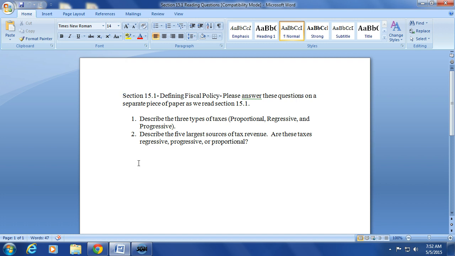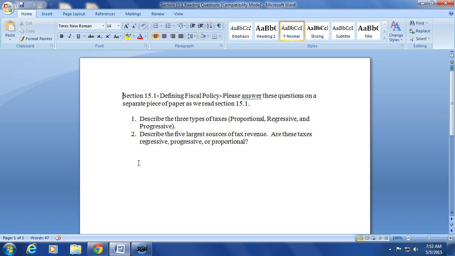So let's start off by talking about proportional taxes. These are also called flat rate taxes. And with a proportional tax, basically what happens is no matter what your income, you are going to be taxed the same percentage. Okay, so a proportional tax, looking on page 349, takes the same percentage of income from individuals of all income levels. So whether you make a lot of money, whether you make a little money, you're going to be taxed at the same percentage of your income. That is a proportional tax.